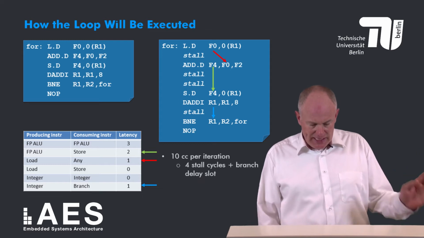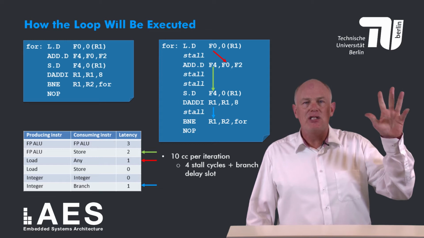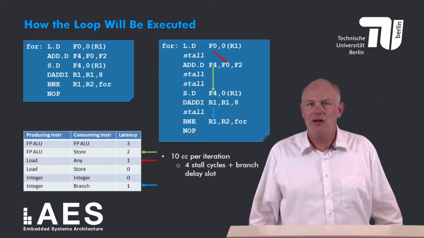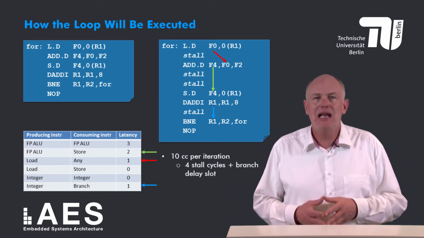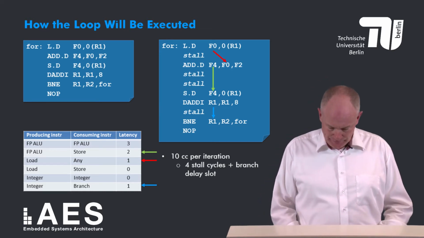So every iteration requires 10 clock cycles: 5 instructions, 4 stall cycles, and the no operation in the branch delay slot. In other words, the efficiency is only 50%. Let's see what we, or the compiler, can do about it.